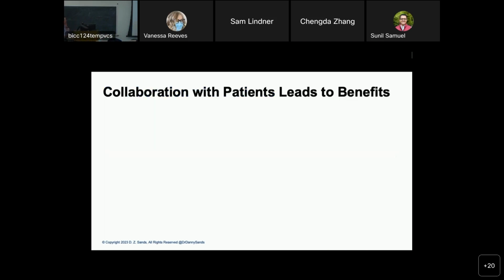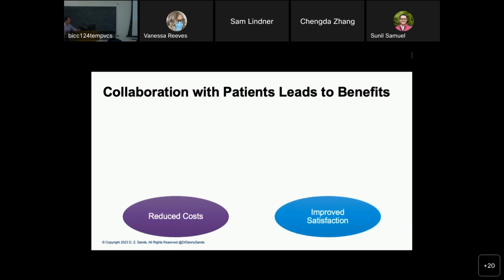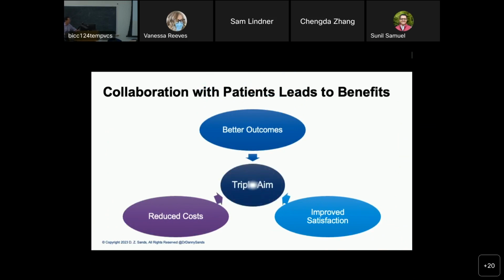All right, so it's collaboration with patients. These are some of the informatics things that I think we can do to support participatory healthcare. The collaboration leads to benefits, reduced costs, improved satisfaction, and better outcomes, so that we achieve what has been called the triple aim. I don't know if you've heard that term before, but that is the triple aim. And because it can improve satisfaction for both patients and physicians, it helps us achieve what has been called the quadruple aim.